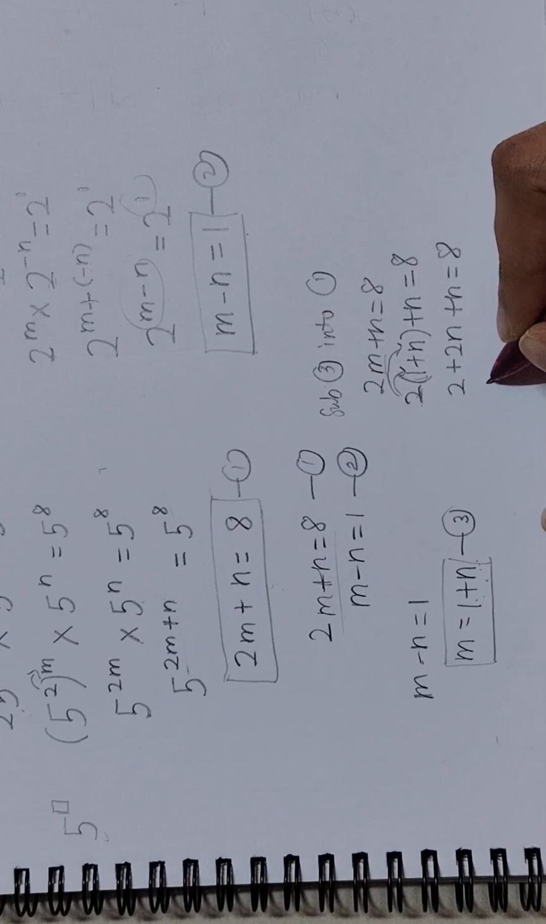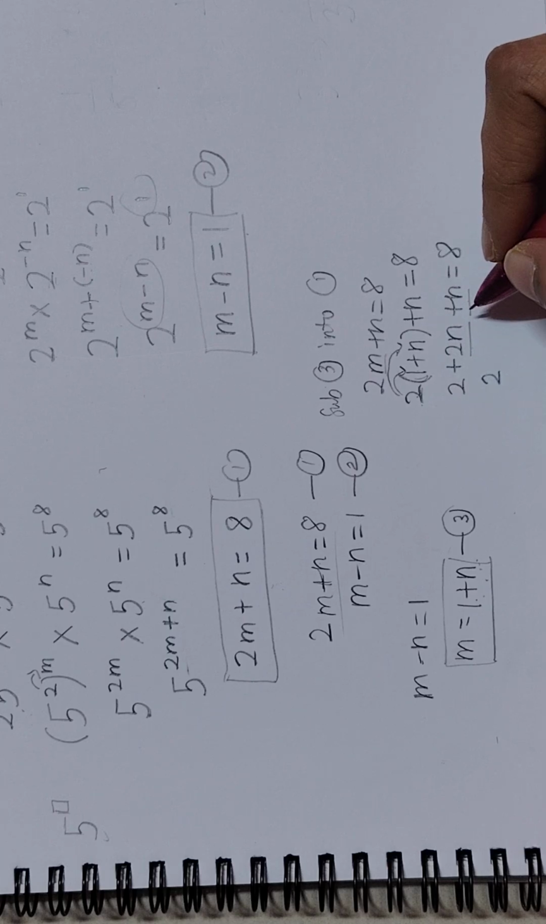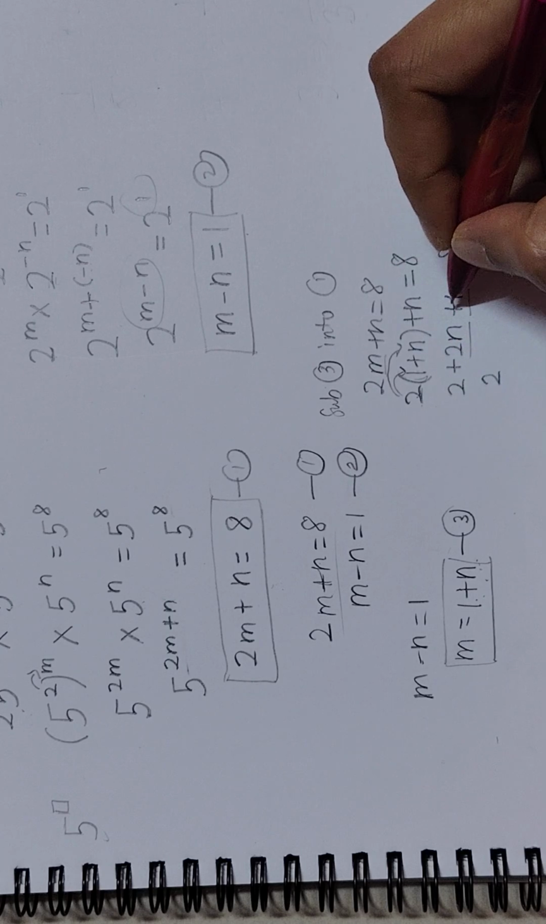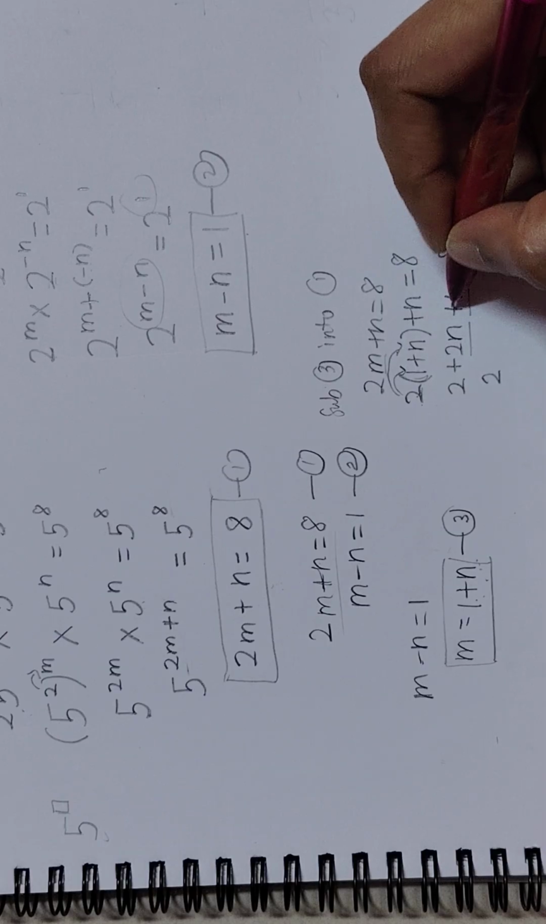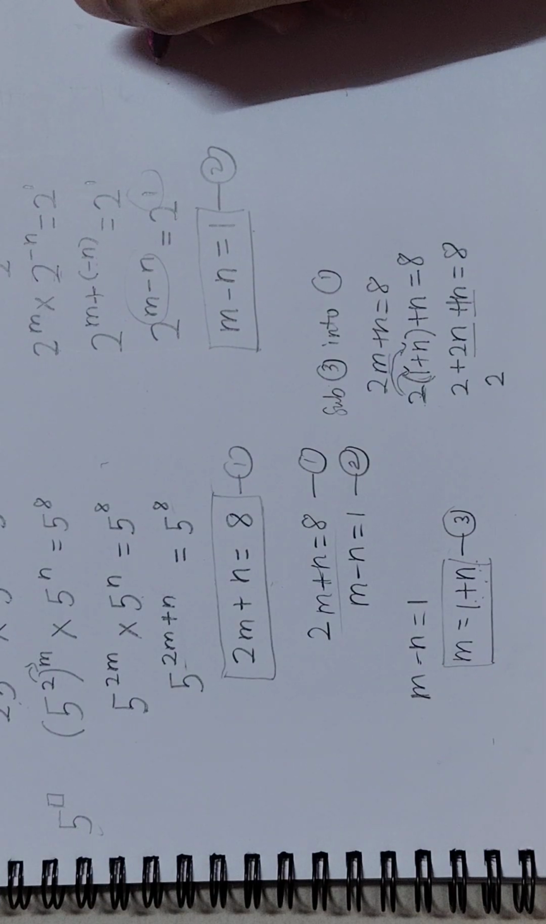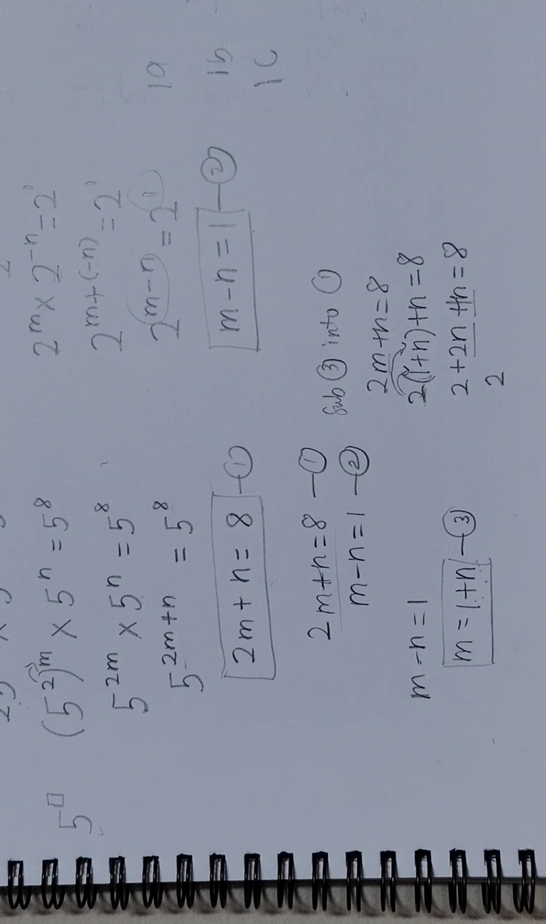And then 2, just put 2. This is n plus n, right? Same alphabet, we can solve, yes or no? So how are we going to solve? This is 2n, right? And this is plus n. Plus n meaning plus 1n. Remember, anything that has alphabet like A, B, C, it automatically has number 1 at the front.